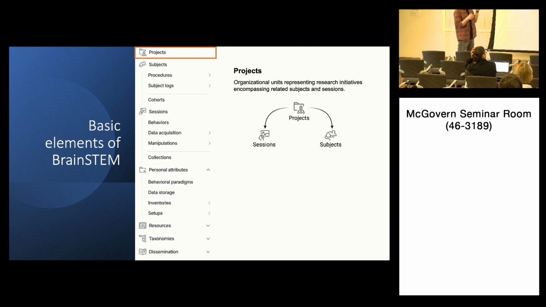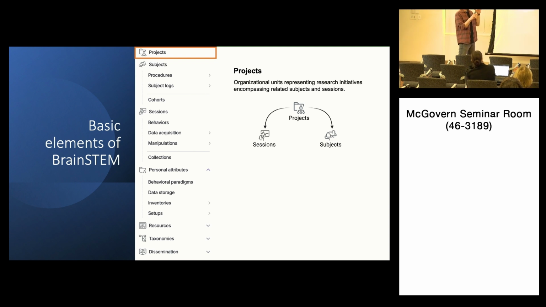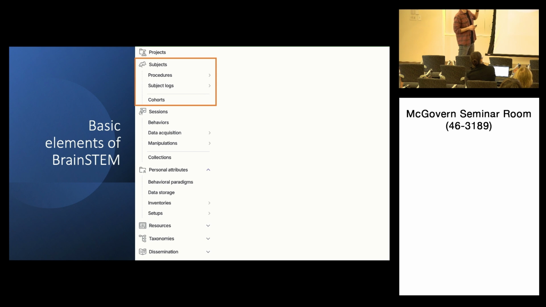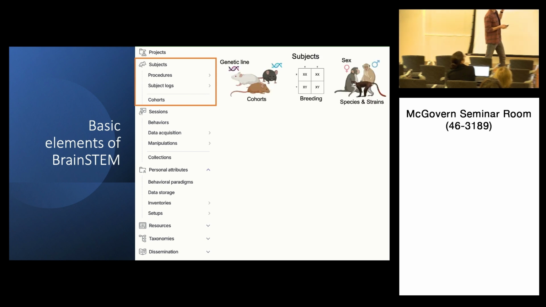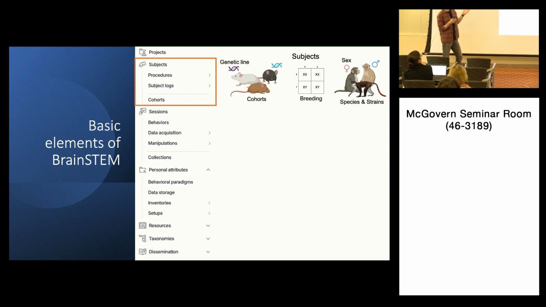So what is the structure and the elements in BrainSTEM? This is actually the side menus. I'm going to prime you a little bit for seeing the website afterwards. So at the top we have projects. Projects are really the way you organize your data. This is where permission lives as well. And under that you have the two primary things, the sessions and subjects.